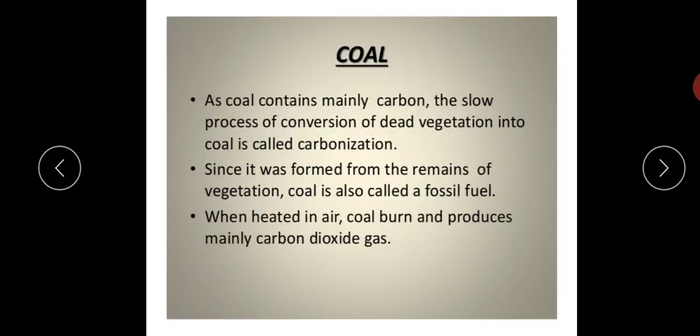As coal contains mainly carbon, the slow process of conversion of dead vegetation into coal is called carbonization. So this whole process is called carbonization. Since it was formed from the remains of vegetation, coal is also called a fossil fuel.